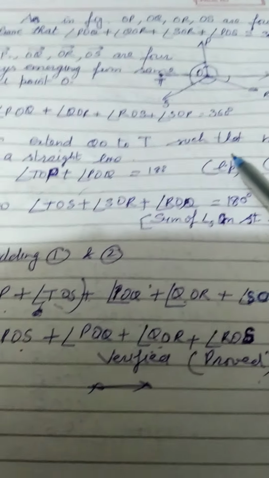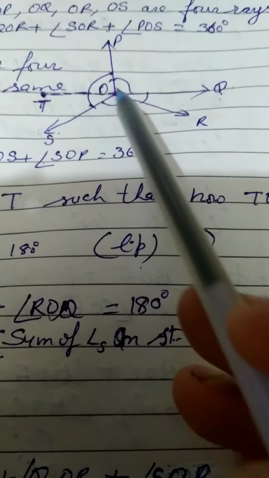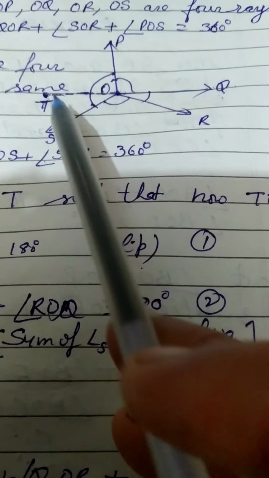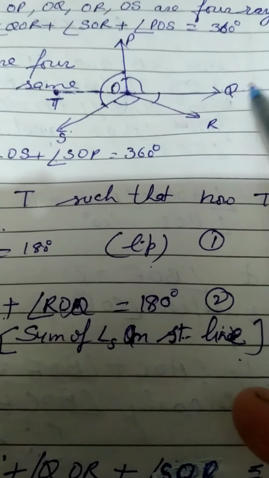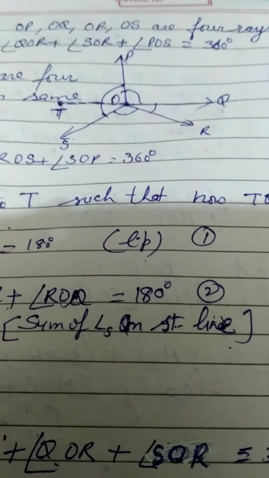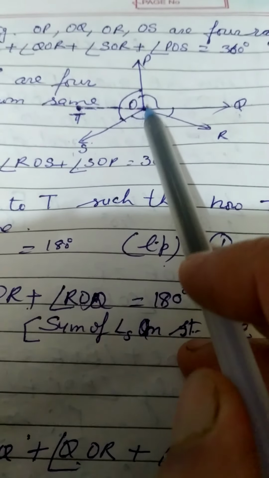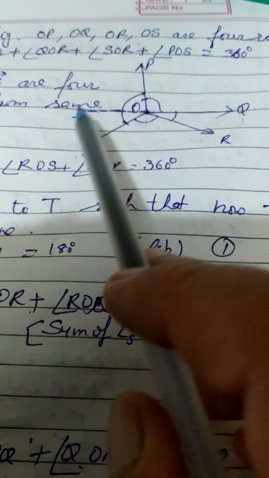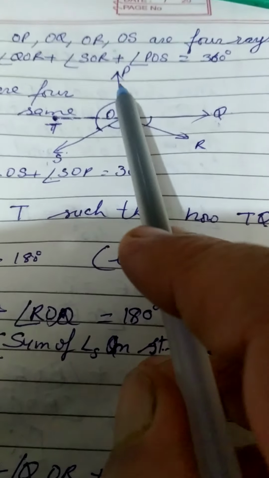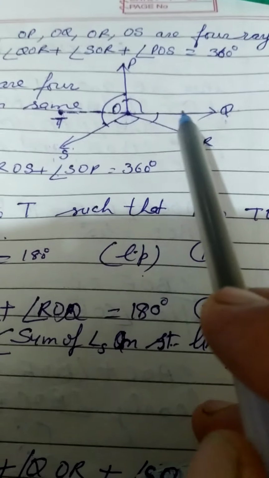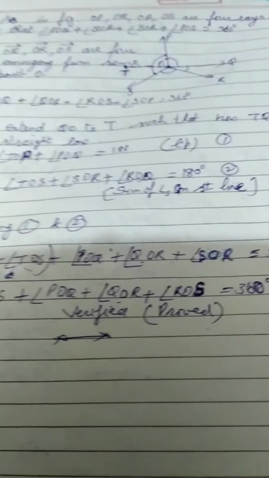Now we will add these two equations. When we add these two equations, we will get angle POQ plus angle POT plus angle TOS plus angle SOR plus angle ROQ is equal to 180 plus 180. 180 plus 180 is 360. Now when we add these two angles, angle TOP and angle TOS, we will get angle POS. From here we will get angle POS plus angle SOR plus angle ROQ plus angle QOP is equal to 360.